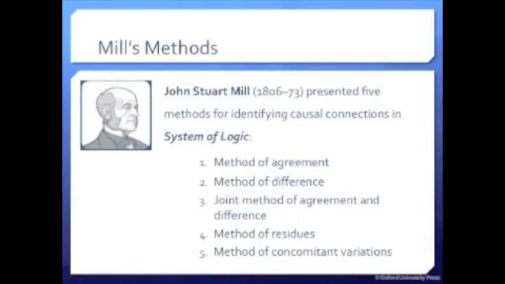Now, before we move on to discuss each of these methods in a bit more detail, there are a couple of things to keep in mind. First, John Stuart Mill did not differentiate between causes as necessary conditions, sufficient conditions, or necessary and sufficient conditions. However, we will do so, and we will discuss how his 5 methods may or may not help identify causes as necessary conditions, sufficient conditions, or necessary and sufficient conditions.